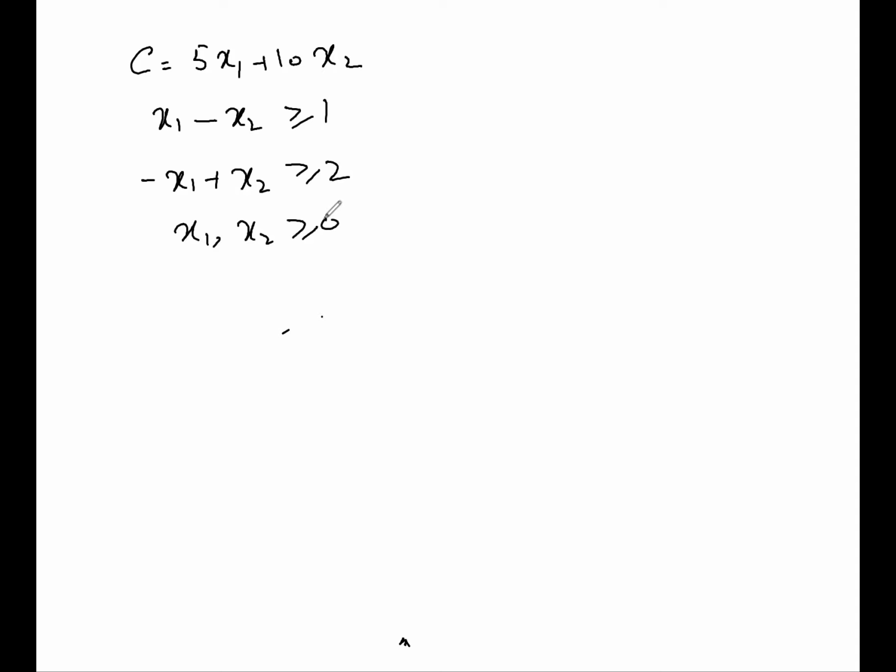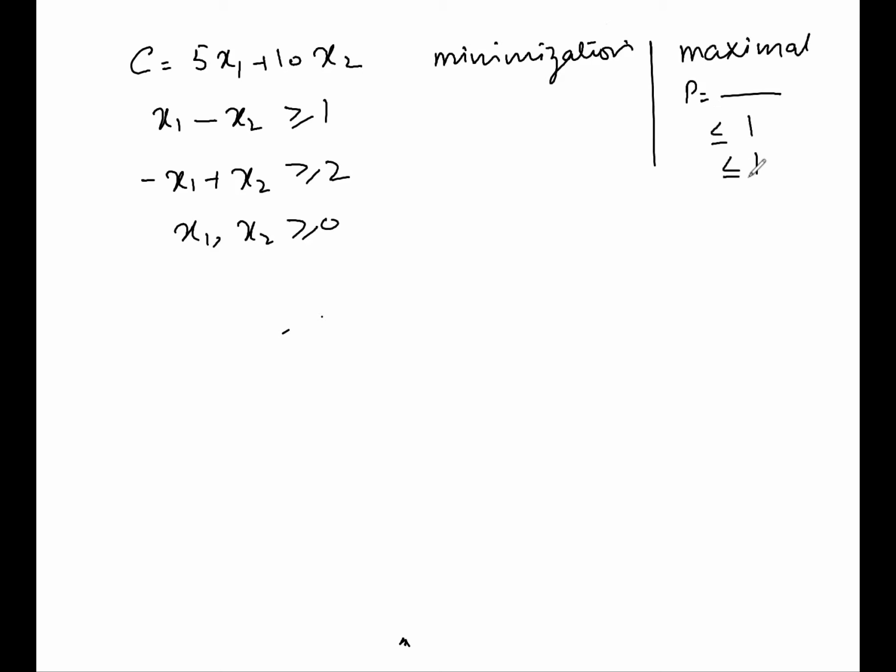So as I said, first of all, this is the problem of minimization, and we will try to convert it into the problem of maximization, and then we will apply the simplex method. In a problem of maximization, we are always given a profit function and all the constraints are in less than or equal form. Then we say that this is a problem of maximization.